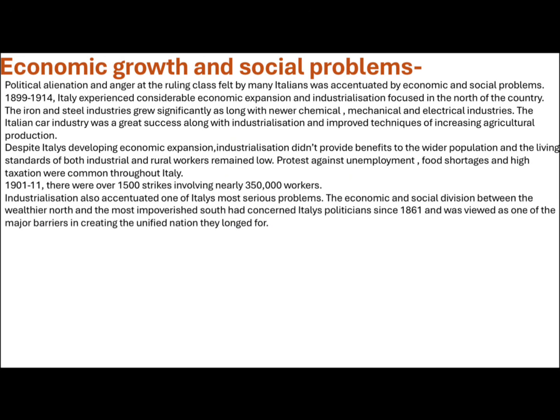So 1899 to 1914, Italy experienced considerable economic expansion and industrialisation focused in the north of the country. The iron and steel industries grew significantly, along with newer chemicals, mechanical and electrical industries. The Italian car industry was a great success, along with industrialisation and improved techniques of increasing agricultural production.